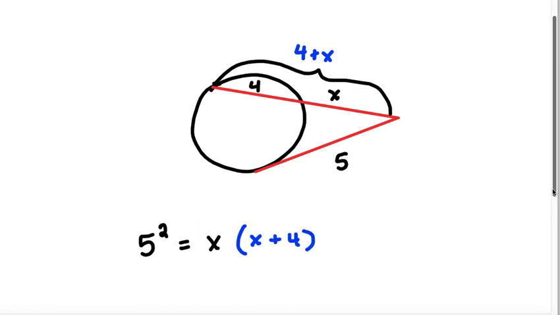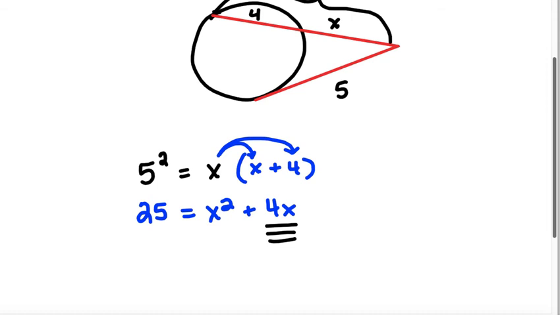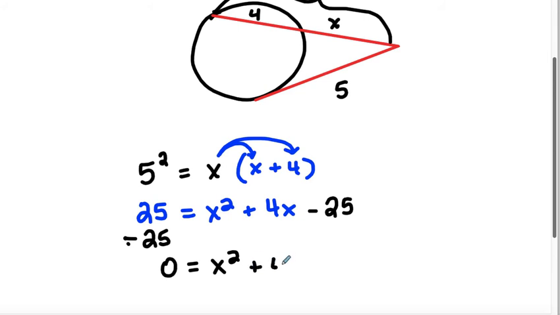So now that's going to give me 25 equals, going to distribute my x, so x squared plus 4x. That's a quadratic equation again, but this time it has a linear term. There's the linear term. So that means I have to get the equation set equal to 0. So I'm going to subtract 25. So I have 0 equals x squared plus 4x minus 25.